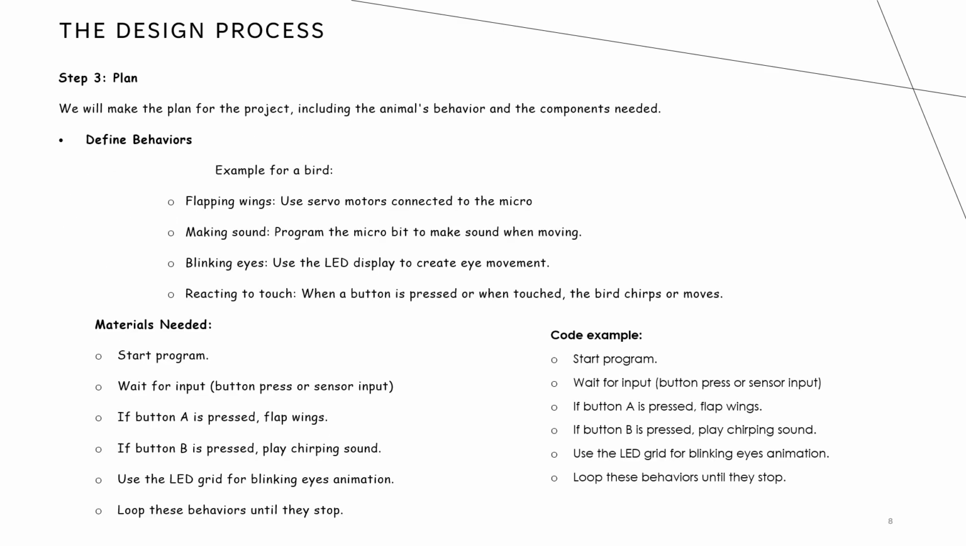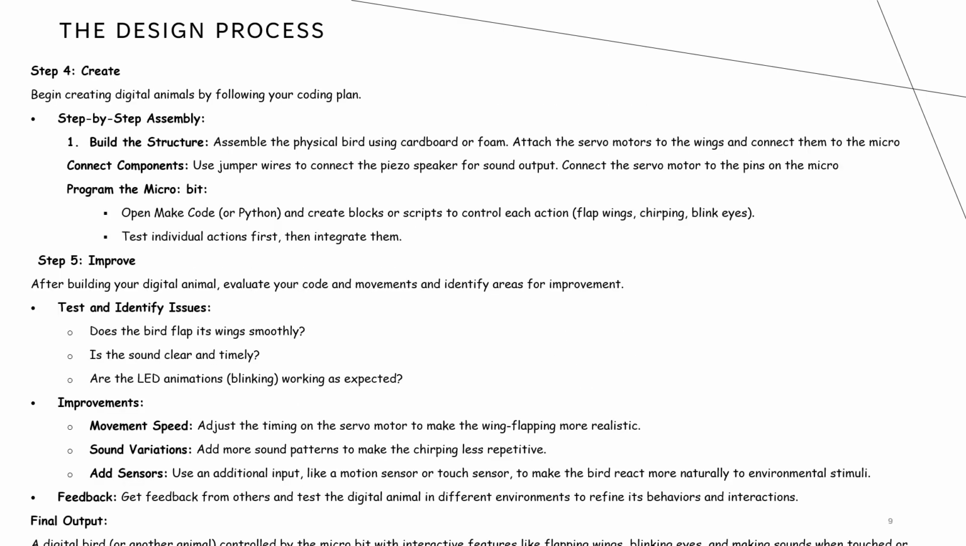Then we planned for the project, including the animal's behavior and the components that we might have needed. I modeled some examples with them, and then we talked about the materials. And then we looked up a code example and taught them how to make the movements on the coding program and what we would have to do. And then we created our design. We used our plan and created our design and built it.